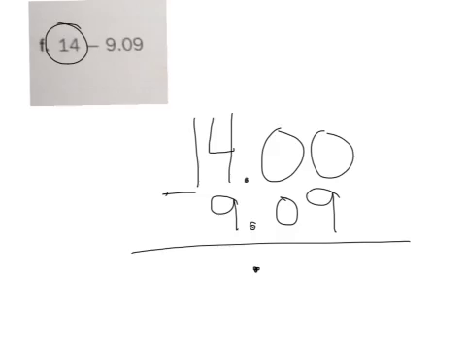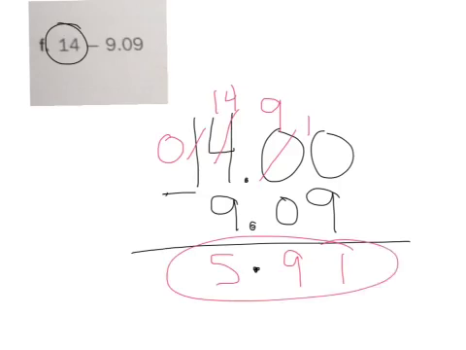Well, I can't do 0 minus 9, so I'm going to have to borrow. That turns to 10, the 0 turns to a 9. So I have 10 minus 9, which is 1. 9 minus 0, which is 9. And then once again, I can't do 4 minus 9, so I'm going to want to borrow again. So the 4 turns into 14, and the 1 turns into 0 because I'm borrowing. So now I have 14 minus 9, which is 5, leaving my answer as 5.91.